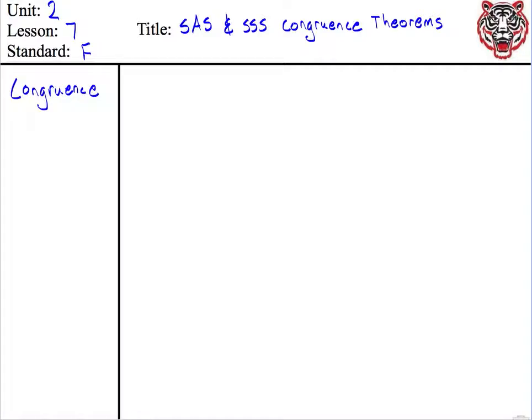All right, this is going to be geometry, lesson 2-7. We are on side, angle, side, and side, side, side congruence theorems, and those are the abbreviations. So we are on standard F. What is standard F, class? Say it louder, Steph. Congruent triangles. Yeah, and just in case the microphone is not picking that up, congruent triangles.